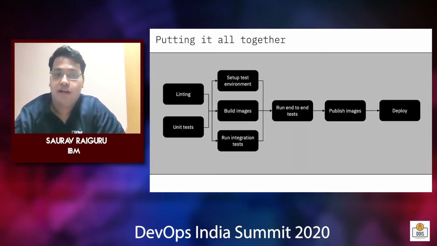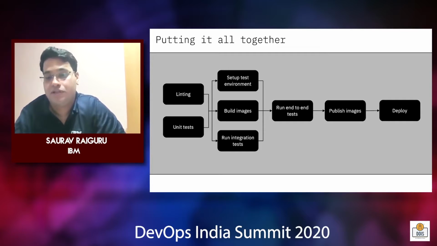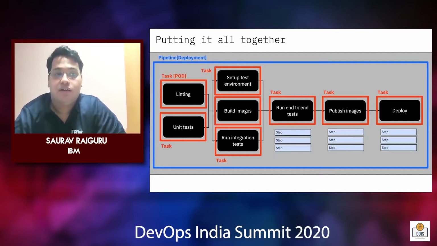But typically, if you look at an example of a pipeline, you may have steps starting from linting all the way up to publishing images and deploying. If you look at it in a Tekton view, the entire pipeline would be called a deployment, right? And the group of tasks, or the sub-activities that a pipeline is supposed to be doing, will be recognized as a pod. Now, this comes with a significant merit when your entire application or your entire CI/CD pipeline is running as a Kubernetes resource.